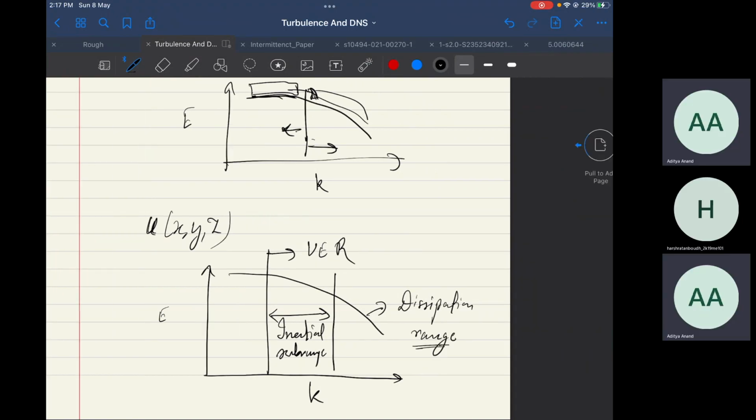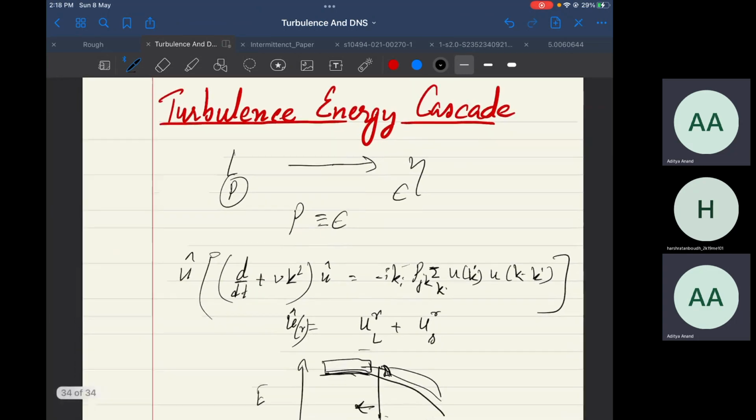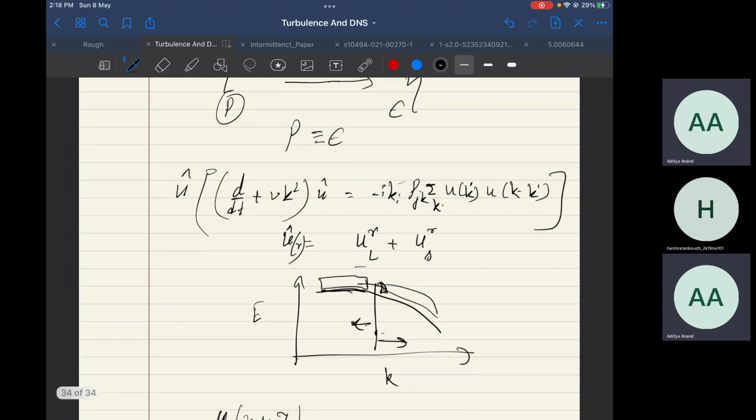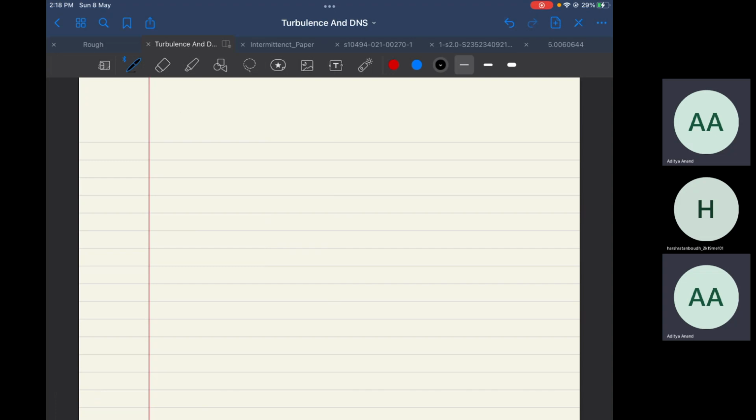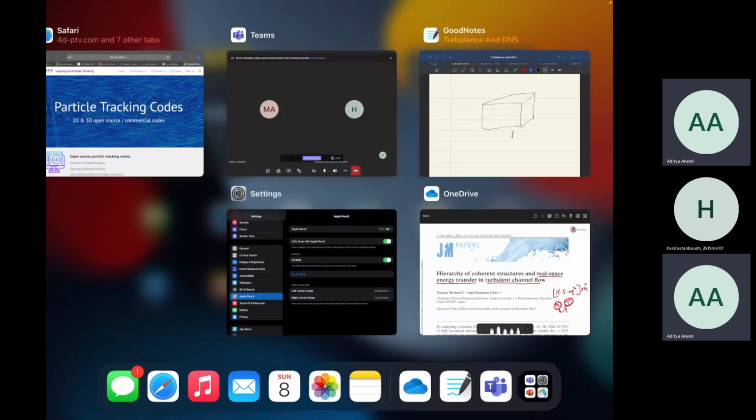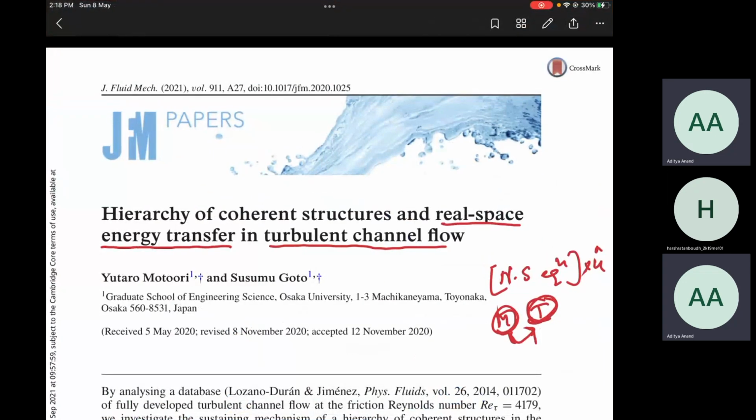Earlier cascade studies. So instead of energy transfer, I'll say cascade now because that's the terminology in turbulence. The earlier energy cascade studies were done for homogeneous and isotropic turbulence. They simulated this homogeneous and isotropic turbulence in a simple cubical domain, and studied the energy transfer from inertial scales to the dissipation scales, where the statistics are assumed to be homogeneous and isotropic. However, this study looks at the energy transfer for a turbulent channel flow.